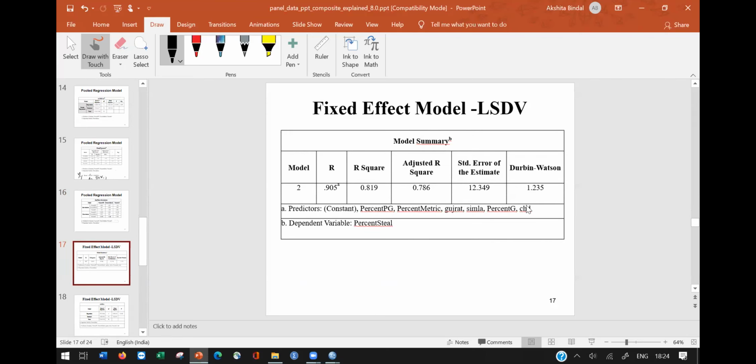Coming on to our fixed effect model. A fixed effect model with least square dummy variables gives us 78% explanation. Remember, in the last one we got only 52% explanation. So my explanation has increased, my model fit is stronger, my results would be more relevant to predict anything. My model is more predictable as compared to my earlier model.